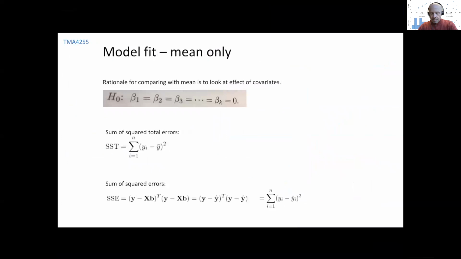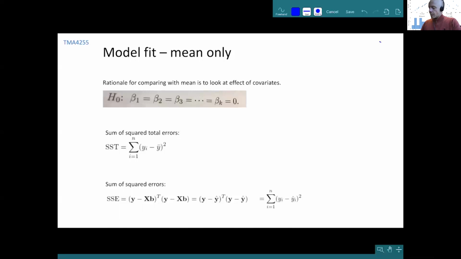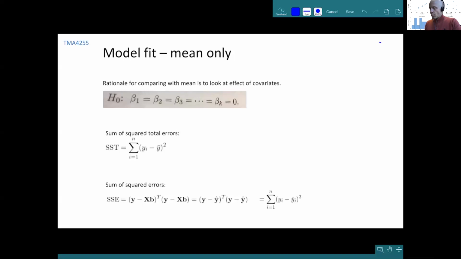So this is sometimes done in hypothesis testing as well, where we check H0, the hypothesis saying that all slopes are zero. There's no effect of the covariates. To test this, we can break down the data variability in different parts. So here is the sum of squared total errors, where we take the distance from the data to this.